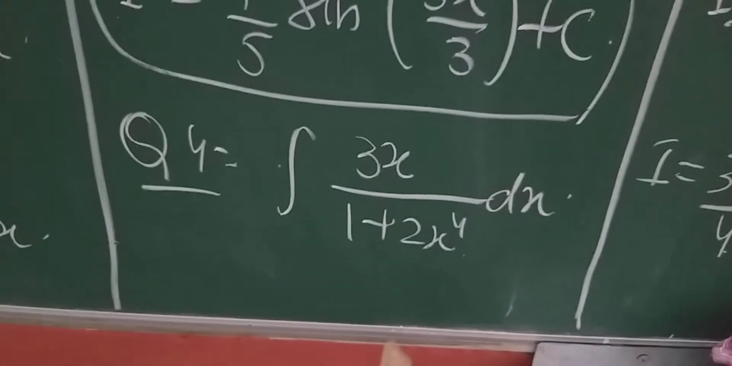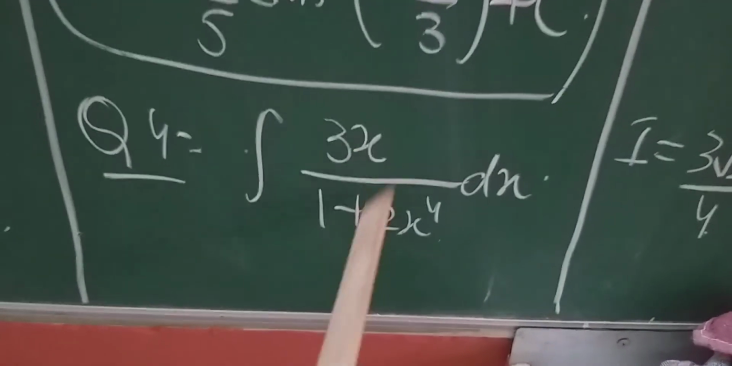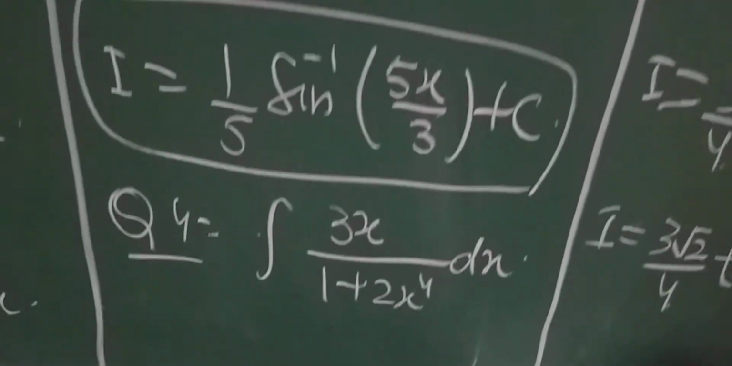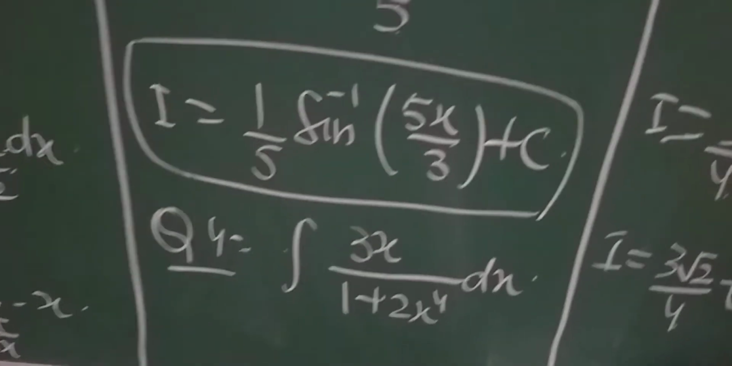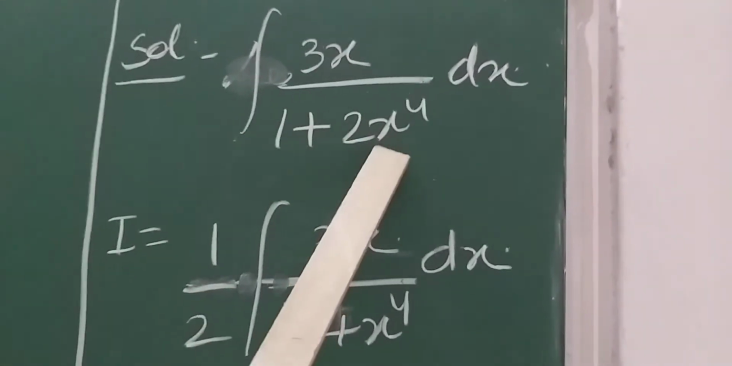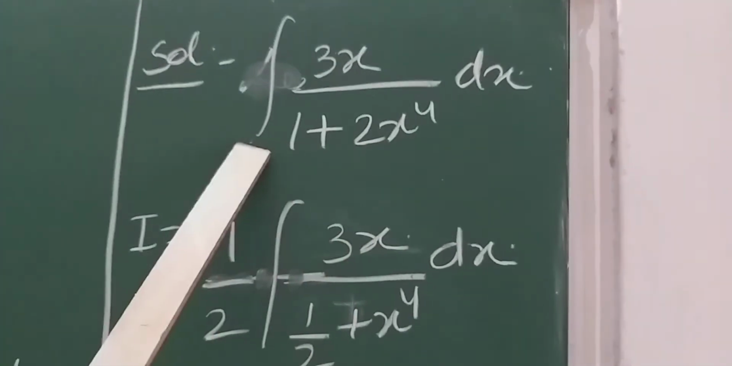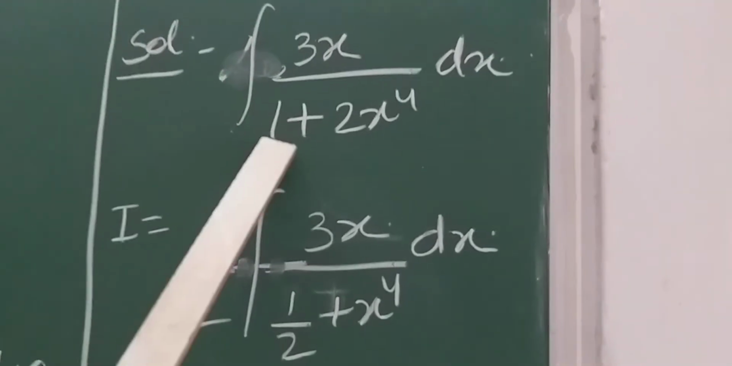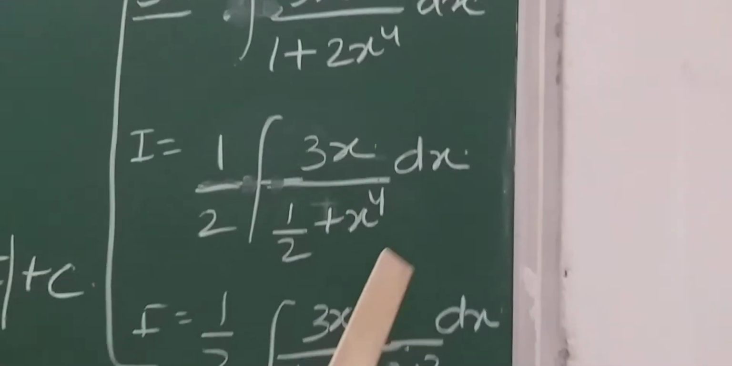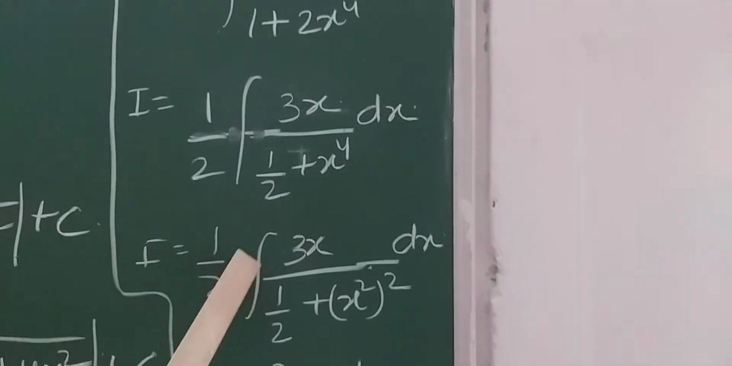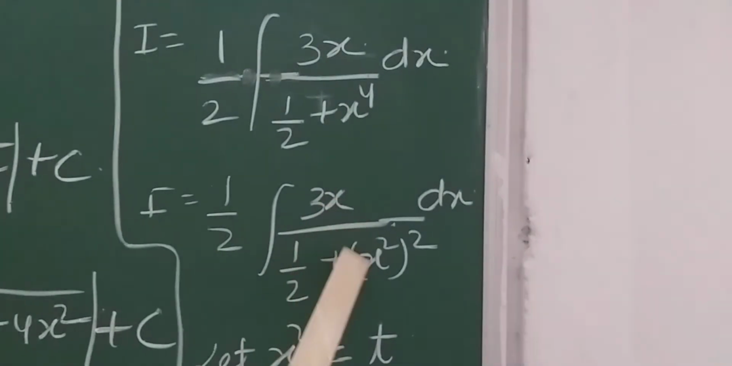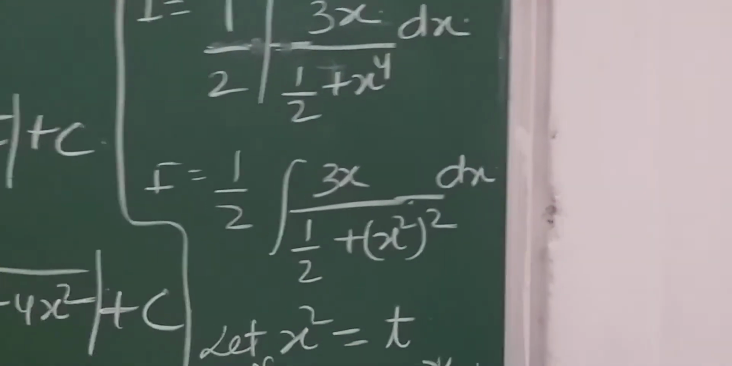Next question. We have to find the integral of 3x upon 1 plus 2x to the power 4 dx. So how can we solve this students? To solve this we are going to take 1 upon 2 common from the denominator. So it will become 1 upon 2 plus x to the power 4. So I equals 1 upon 2 integral of 3x upon 1 upon 2 plus x square, x to the power 4 can be written as x square whole square.